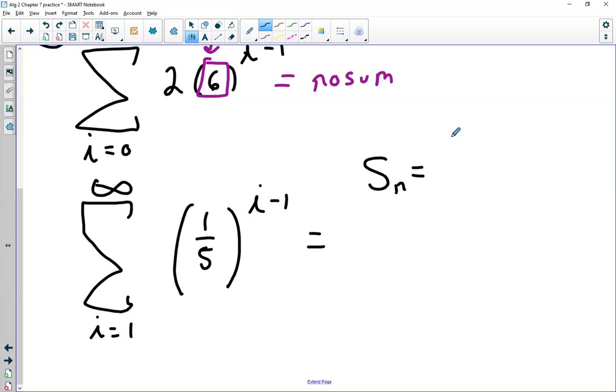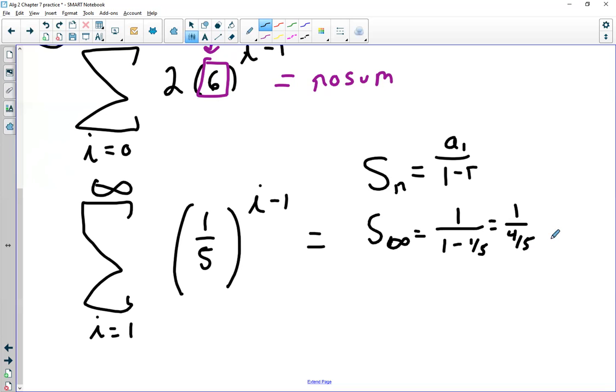Okay, so S sub n equals A1 over 1 minus R. First check, is this less than 1, or between, I should say, 0 and 1, absolute value? Yeah, it's good. So then it's going to be S of infinity, going to infinity, equals 1 over 5, definitely on the bottom. And then what's your A1? You don't see anything in front. And if you don't know, you could plug in 1 to check, but it is just 1. So 1 over 4 over 5, which means that's going to be a reciprocal, 5 over 4.